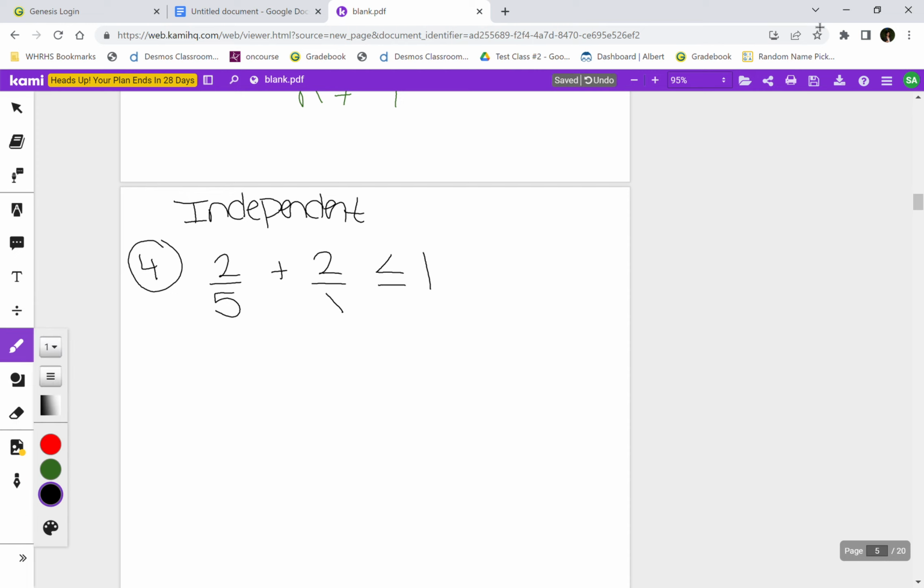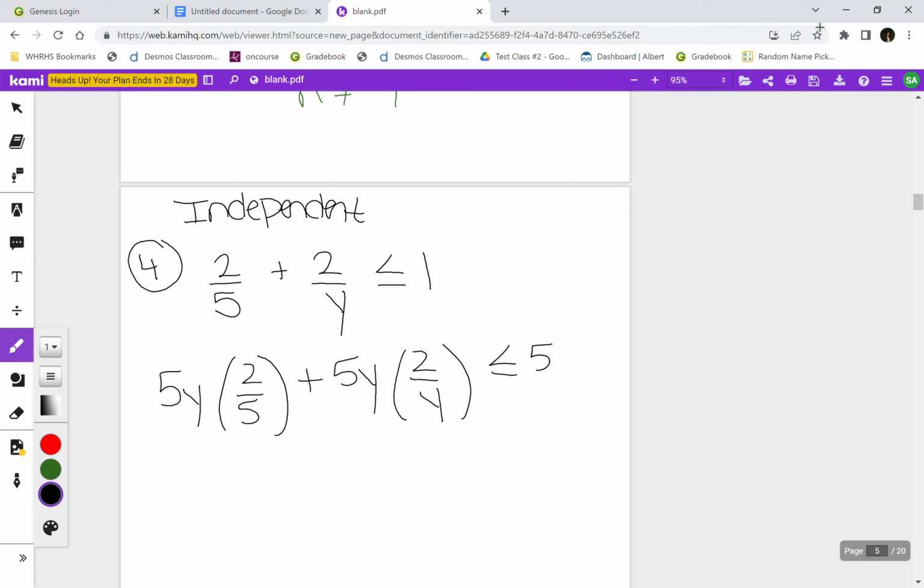What did you multiply everything by, David? 5y. 5y, good. So we have 5y times 2/5 plus 5y times 2 over y is less than or equal to... You forgot to multiply 5 on the other side. Anybody want me to keep going here? We're okay? All right. Sure.